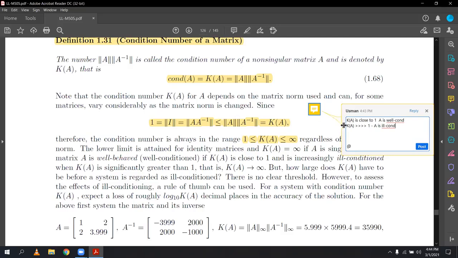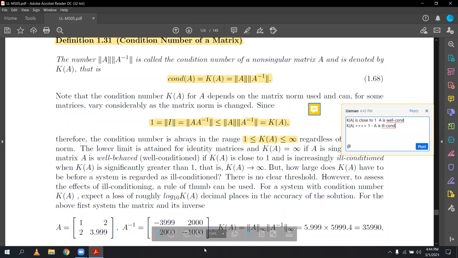Now the question a student always asks me is, when we say the value of K is close to 1, which number can we say is close to 1? Here we cannot fix any number. For some systems, 3, 4, 5 also give you a very good conditioning of the system. But generally, when we say ill-conditioned system, the value of K of A is a very big one.